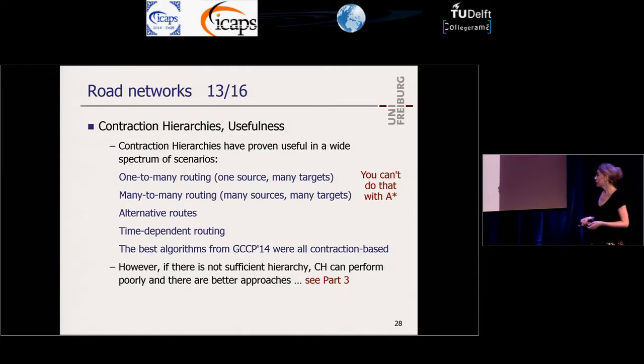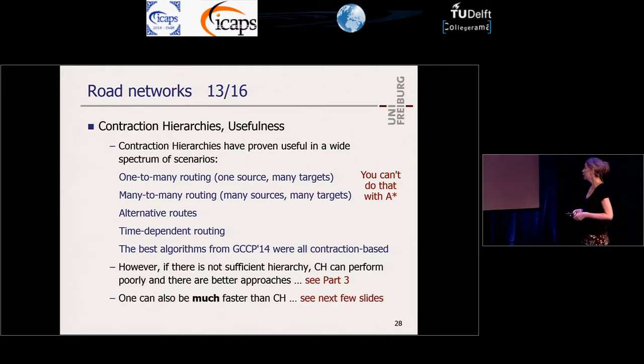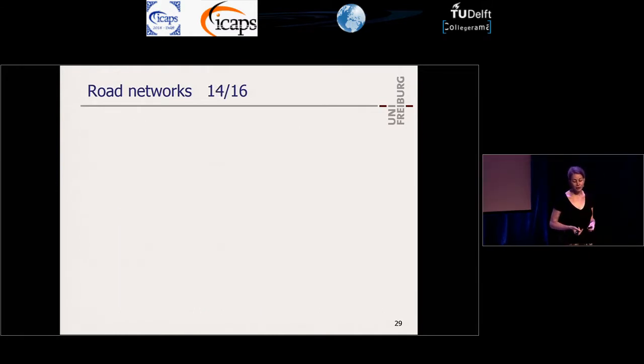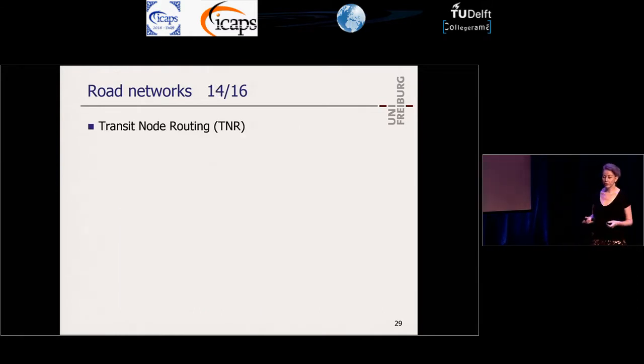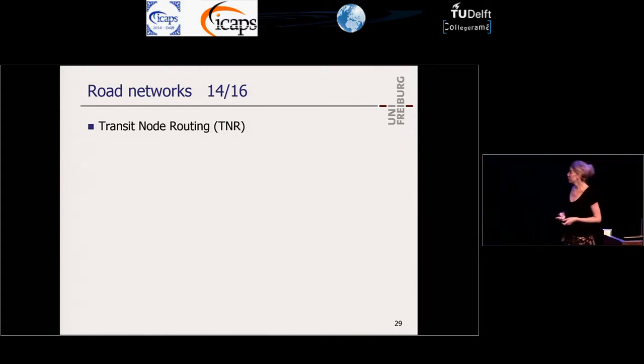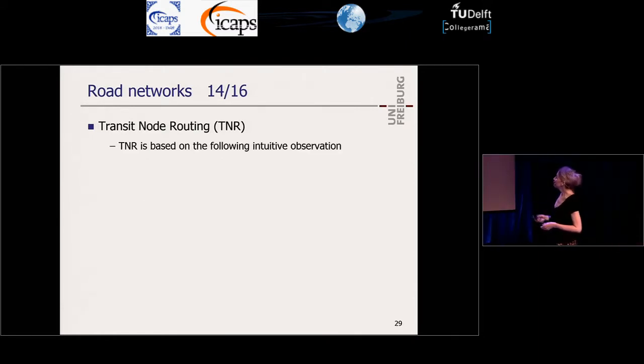The whole third part is about this, right? And one can also be much faster, and I have a few more slides about this, not so much details, but just so that you have heard it. It's called transit node routing. So if you think that 0.1 milliseconds is slow, I do, then watch out for these two slides.